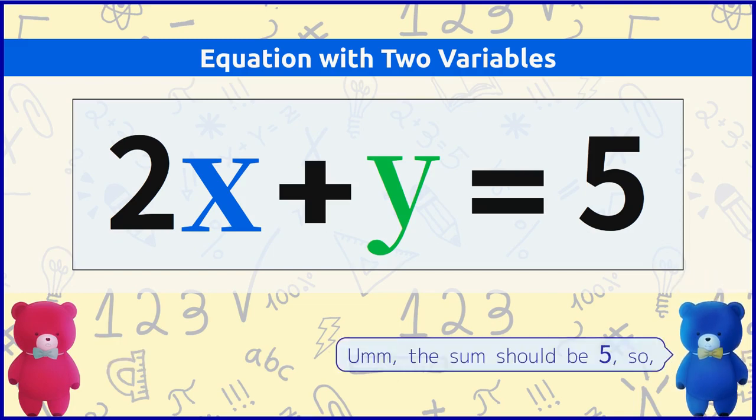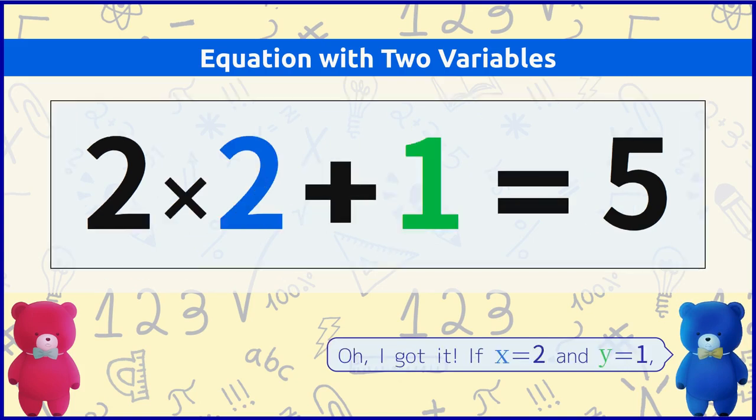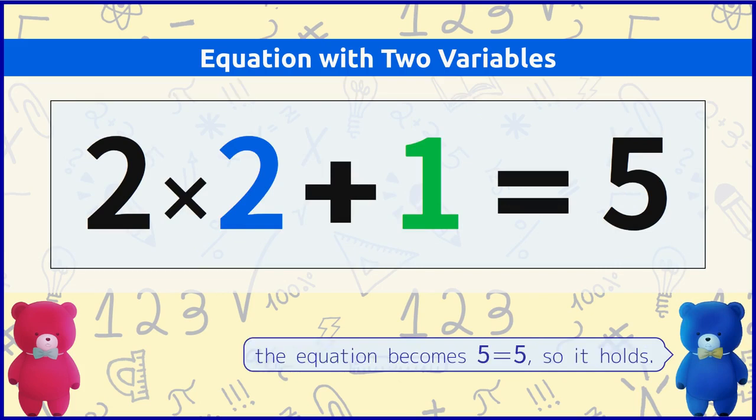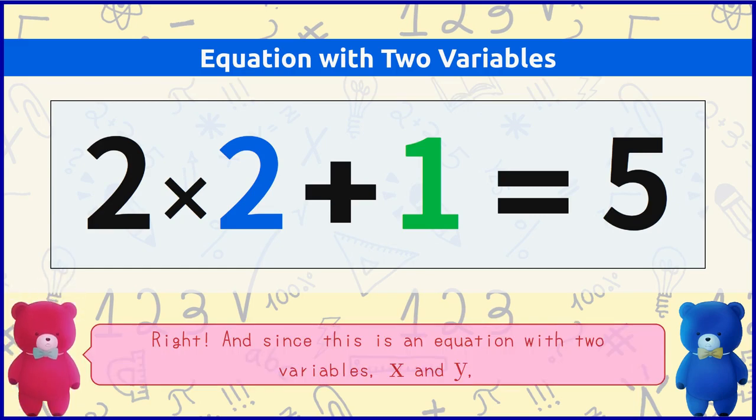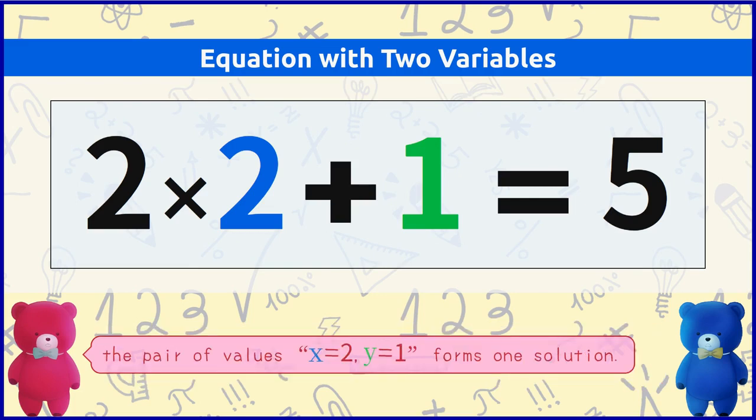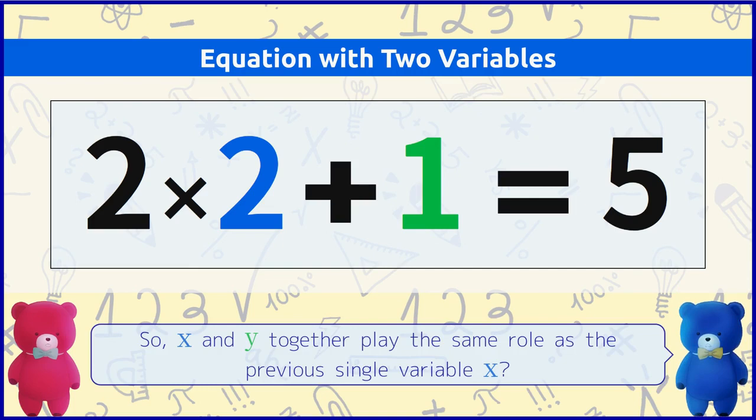The sum should be 5, so... Oh, I got it. If x equals 2 and y equals 1, the equation becomes 5 equals 5, so it holds. Right. And since this is an equation with two variables, x and y, the pair of values x equals 2, y equals 1 forms one solution. So x and y together play the same role as the previous single variable x.